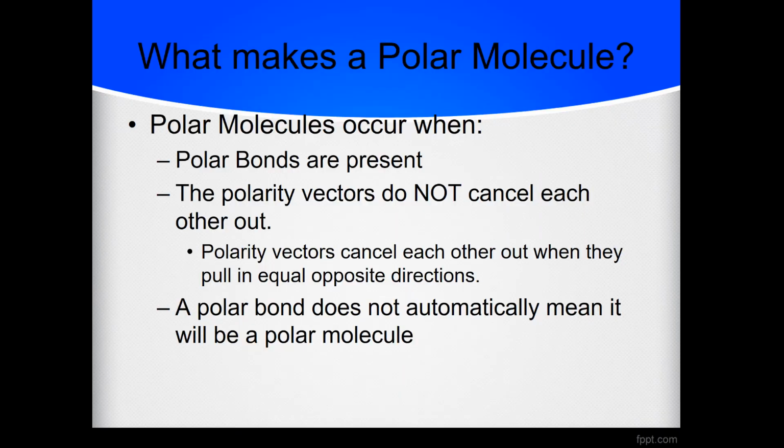Okay. A couple of quick summary slides here. What makes a polar molecule polar? Polar molecules occur when polar bonds are present. That has to happen. The polarity vectors will not cancel each other out. You got to think about the geometries because the angles that are there will or will not cancel each other out. So in other words, just because you get bonds that are polar doesn't mean that the overall molecule is polar.